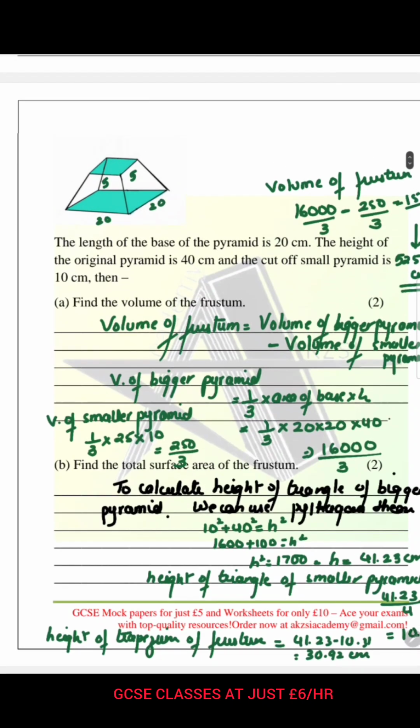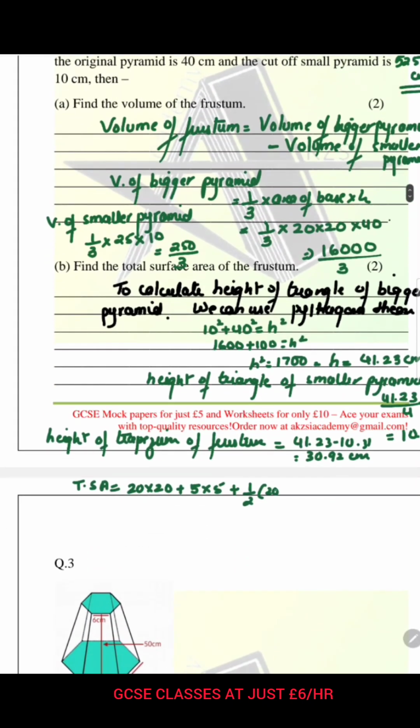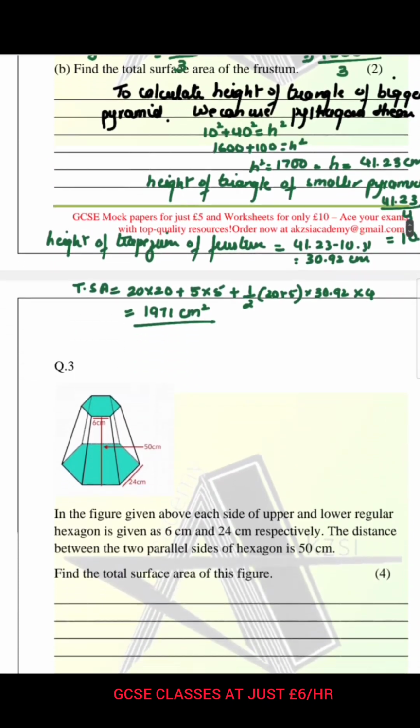So half times 20 plus 5 multiplied with the height between them, which is 30.92, times 4, because there are 4 such trapeziums. And this final will be 1971 centimeters squared. This is basically the total surface area of this frustum. Moving on to the next question.